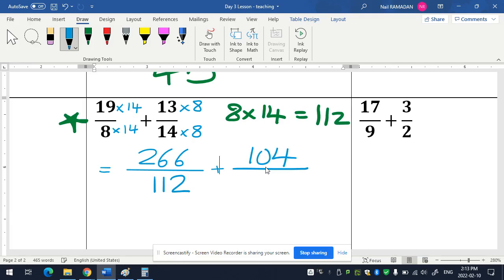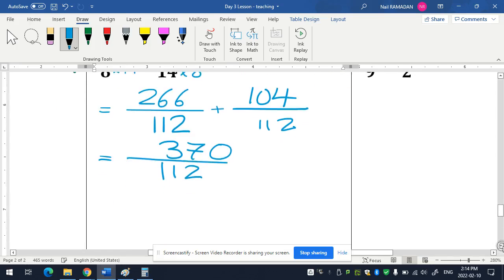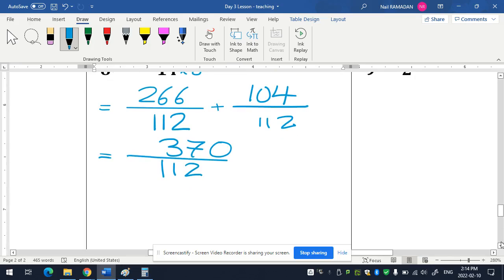Divided by, obviously, the same 112. Okay. Let's add up. 112 stays the same. Now, what's 266 plus 104? If you do it with vertical addition, like they taught you in grade school, you get exactly 370. Everyone, 370.